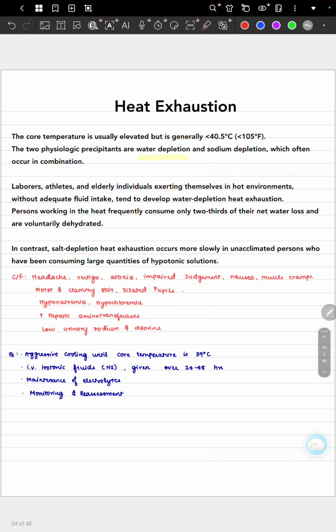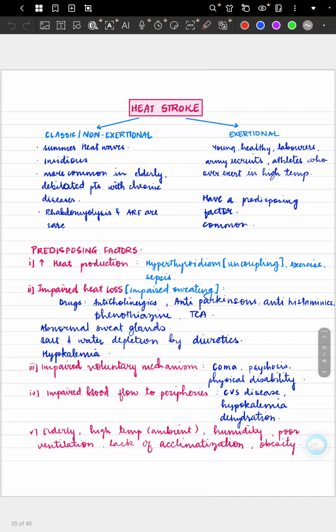Maintenance of the electrolytes is important, and monitoring and reassurance are important. So remember, in heat exhaustion there are two types: water depletion heat exhaustion, and sodium depletion or salt depletion heat exhaustion. Water depletion is seen in those who do exertion in hot environments, and salt depletion occurs in unacclimated persons.